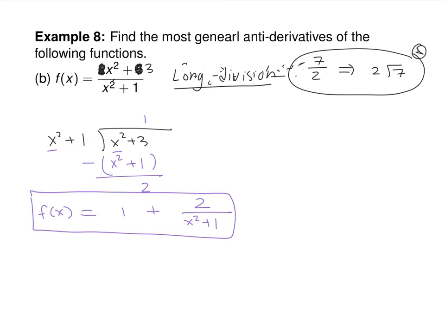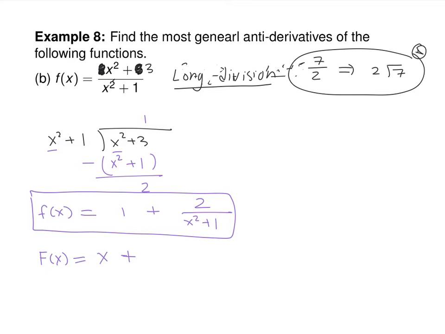You find a common denominator. You multiply the 1 by x squared plus 1 over x squared plus 1, which will give you x squared plus 1 plus 2, or x squared plus 3. Okay. But now you can antidifferentiate. So what's the antiderivative of 1? And what's the antiderivative of 2 over x squared plus 1?